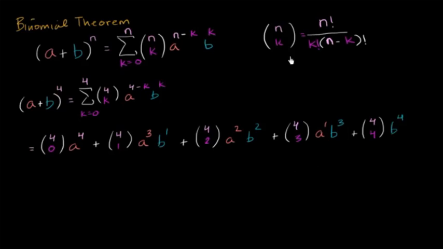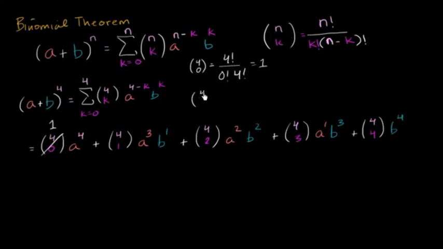So we could just apply this over and over again. 4 choose 0 is equal to 4 factorial over 0 factorial times 4 minus 0 factorial. So that's just going to be 4 factorial again. 0 factorial, at least for these purposes, we are defining to be equal to 1. So this whole thing is going to be equal to 1. So this coefficient is 1. Let's keep going here.